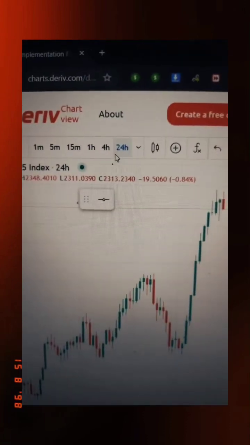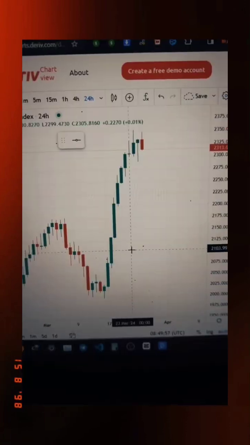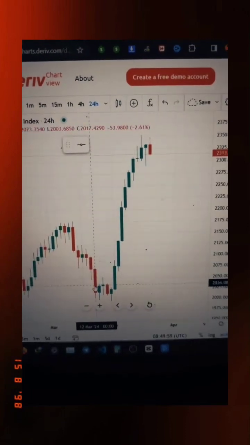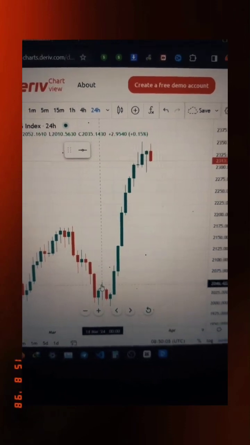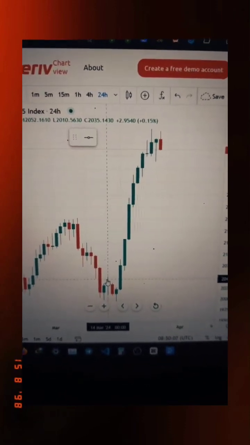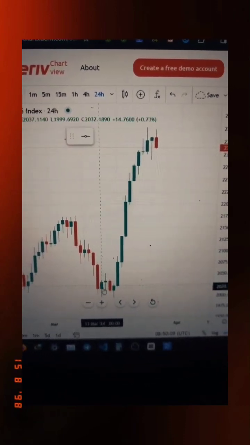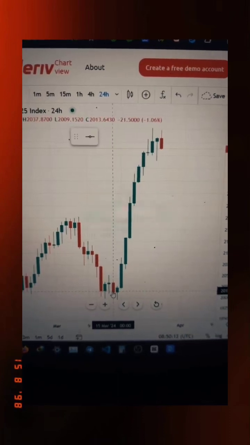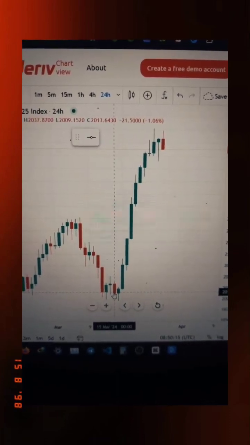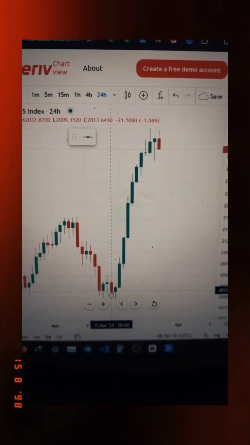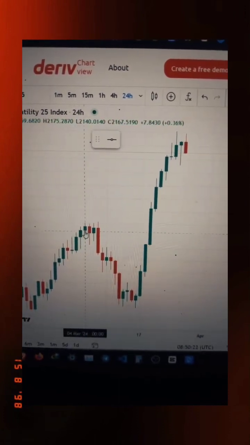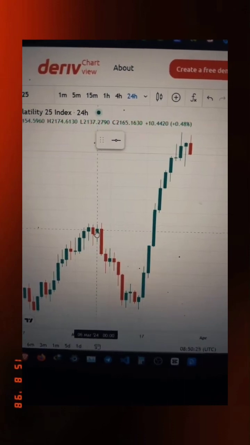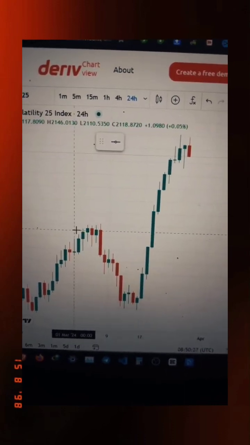Imagine we are on the 24-hour charts. This means we are seeing the daily candles. So for 1, 2, 3, 4, 5 days, 6 days actually, the price was not able to break this point. So I can clearly say this is a very good support line because it's supporting the price from falling down past that point. And on this one we can see, for 1, 2, 3, 4, 5, 6, almost 6 days the price was not able to break past this point.